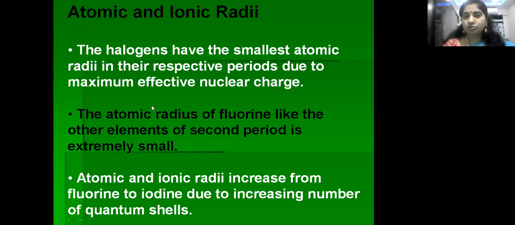So top to bottom, if you move in a group, then what happens? The number of shells increases, and because of that the atomic size also increases. So fluorine has a small size when compared with the remaining elements. Okay, so this is about atomic and ionic radii.